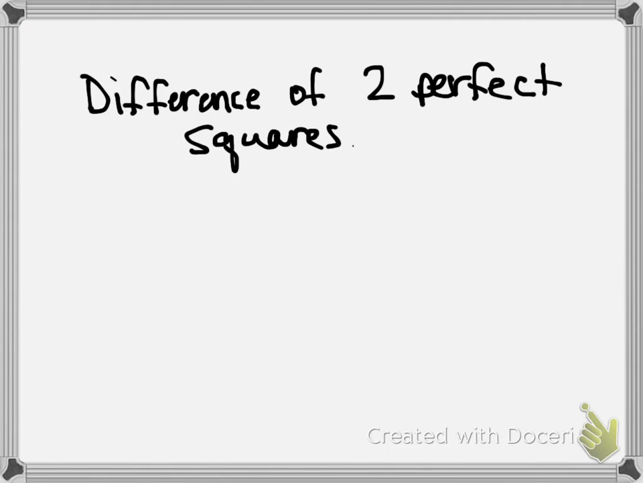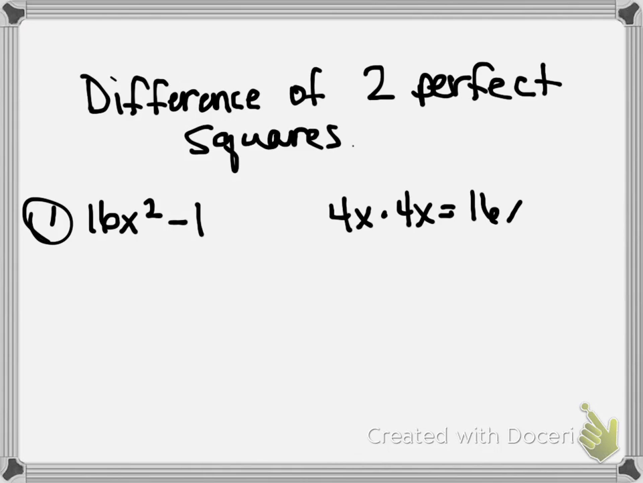If you look at number 1 on 5-3 factoring special cases, number 1 is 16x squared minus 1. Well, 4x times 4x is 16x squared, and 1 times 1 is 1. And the minus says it's a difference. So these are both perfect squares. Here's a perfect square, and here's a perfect square, and it's the difference of two perfect squares.